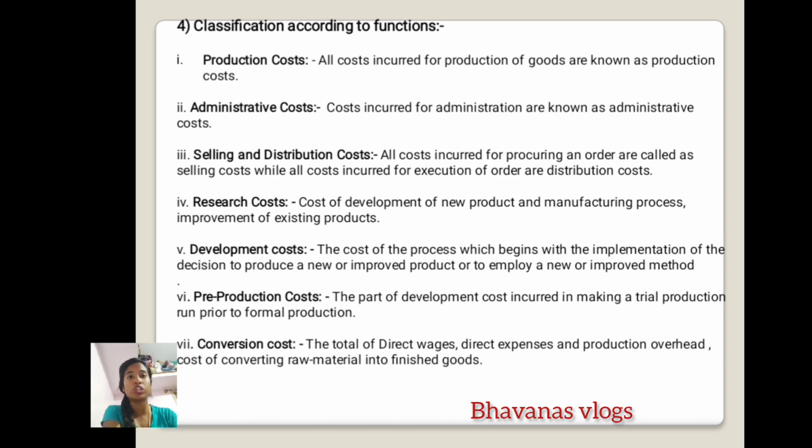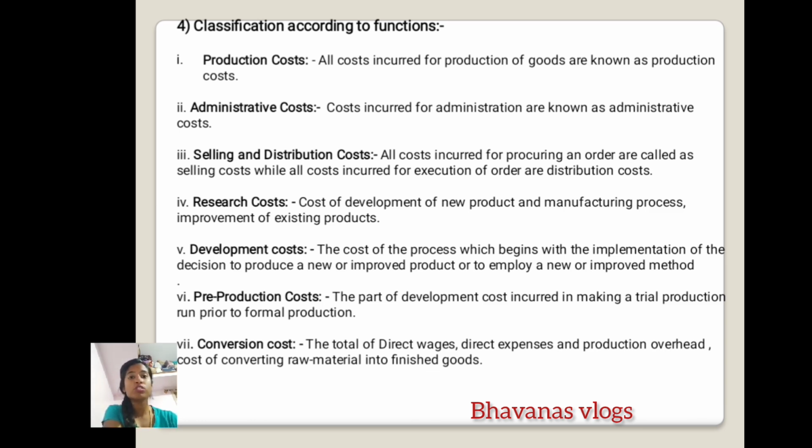Selling and distribution, like transportation cost from one place to another place, the freight charges, will come under the selling and distribution cost. Research cost: to produce one particular product, if the company does any research, it will come under research cost. Development cost, developing of the particular product, is known as development cost. Pre-production cost: the part of developing costs incurred in a market, a trial production run prior to a formal production.